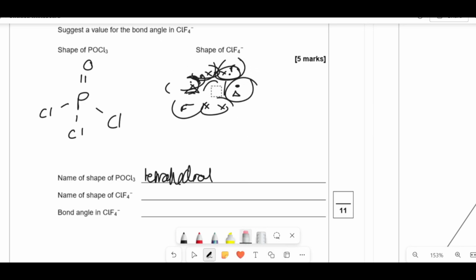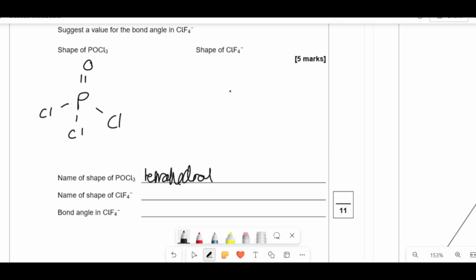So if I draw that as what it's supposed to actually look like, whenever you're deciding shapes, I always do it like that. Cl, F, F, F, F. There's a lone pair, lone pair, lone pair, lone pair. So that's what it is, and the shape is going to be square planar, and its angle is 90 degrees.